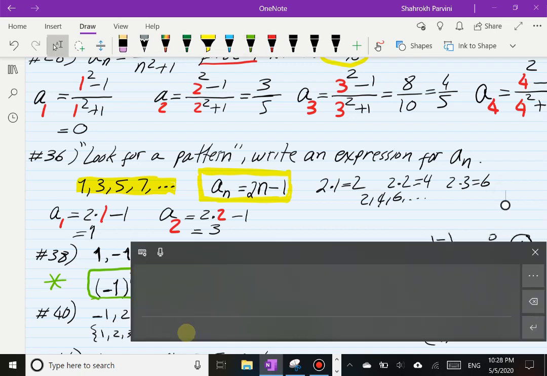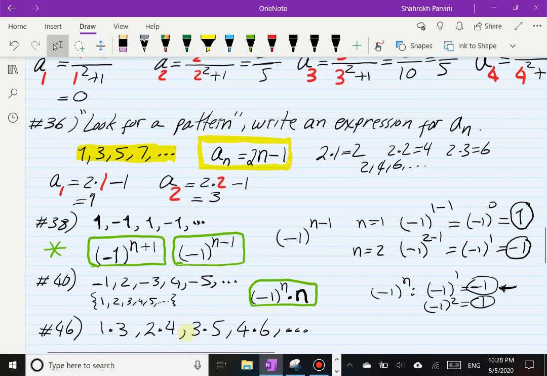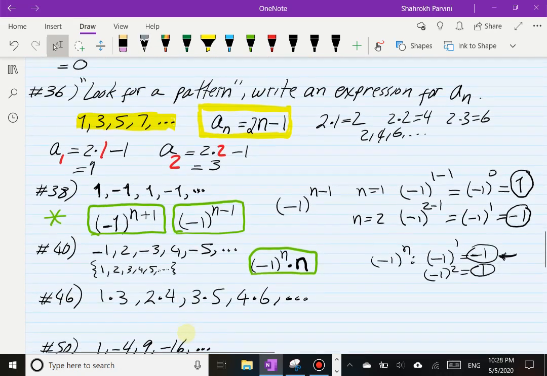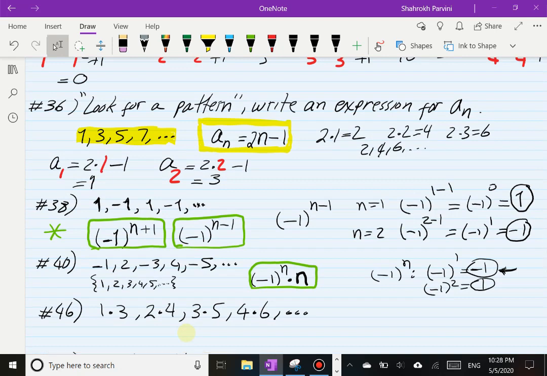Okay. Now, let's take a look at this next exercise. Again, we're looking for a pattern, okay? So we're doing 1 times, 2 times, 3 times, 4 times. Aren't those the natural numbers? So we have some kind of a natural number in here. And look at the 3 here. The relationship between 1 and 3, 2 and 4, 3 and 5.